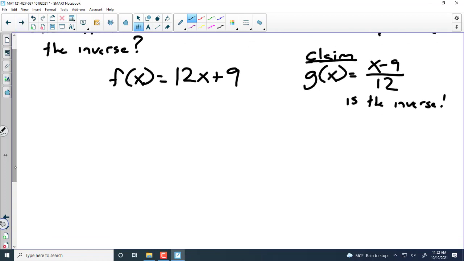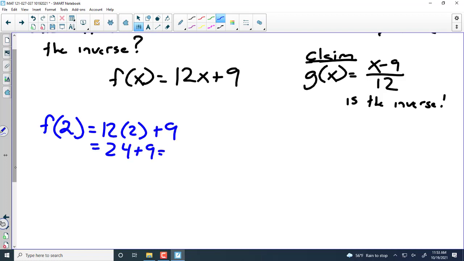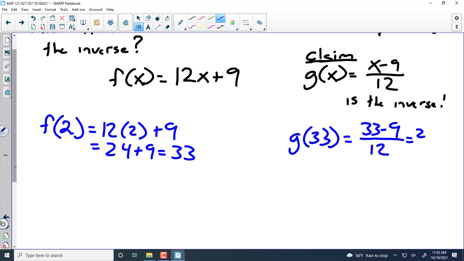So in other words, it should be the case, everyone, that if I plug a number into this guy right here, like 2, 12 times 2 plus 9 equals 24 plus 9 equals 33, then it should be the case that if I plug 33 in here, I get back to 2. So I actually believe these are inverses of each other, but here's the problem.